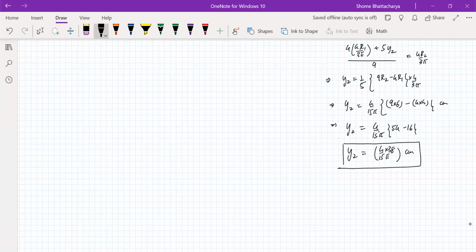So let's try and estimate this and see where exactly the center of mass is falling. So 4 multiplied by 38 divided by 15 divided by 3.142, let's say. So this is coming out to be 3.23 centimeters. It's actually falling before the mass starts, falling in that empty space, actually, the center of mass.